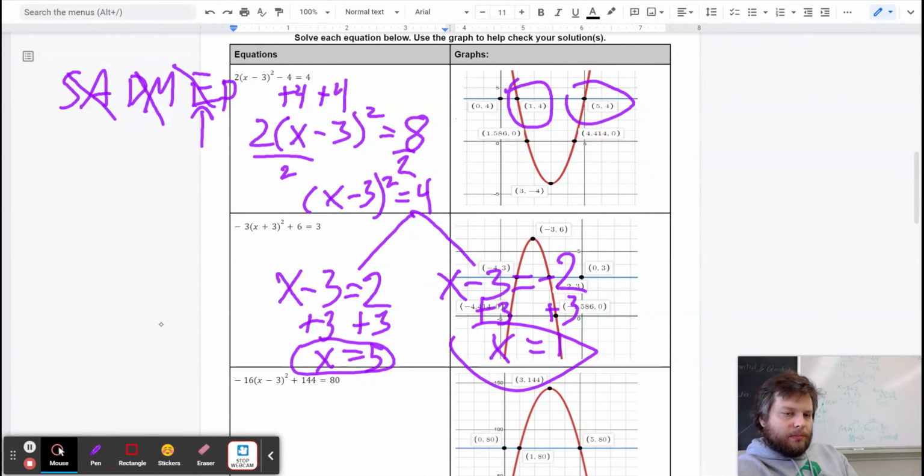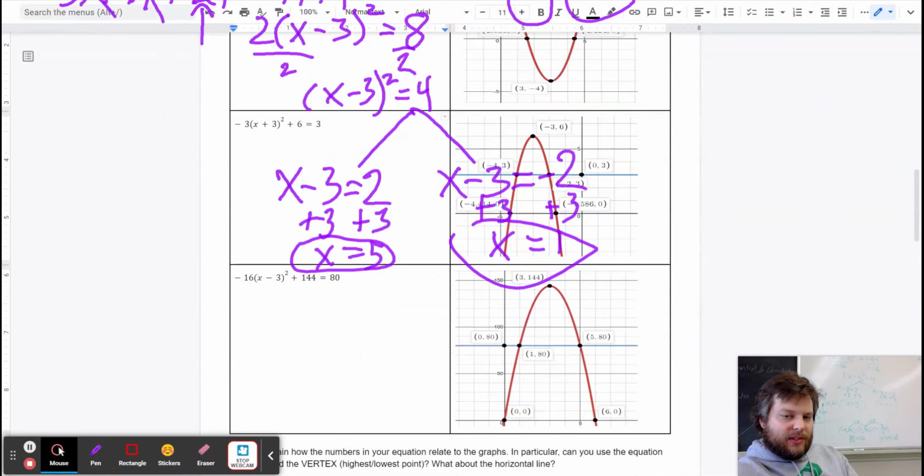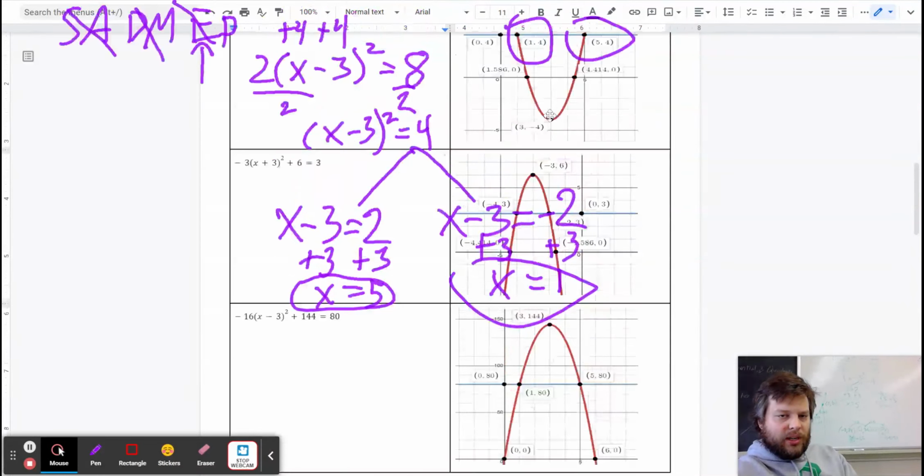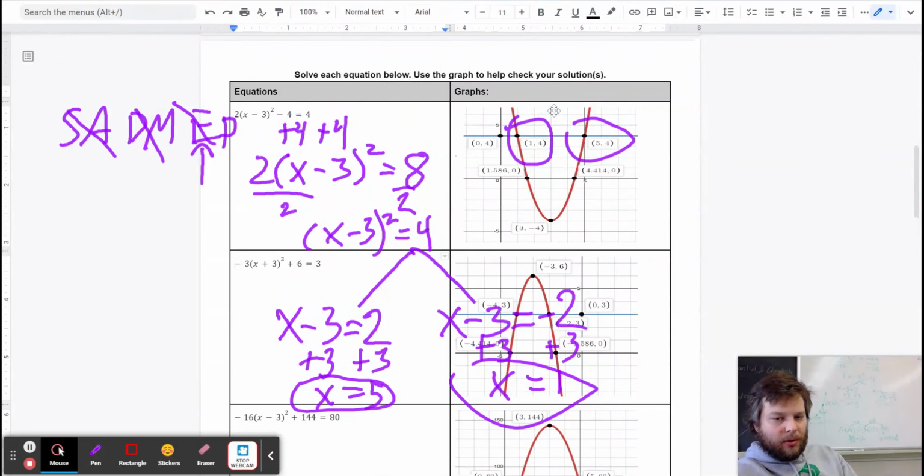Okay, so it's really important that you practice this. This is new for you, and this is really important that you practice the SADMAP order and making connections between the graphs and the equations. This is a big chunk of work that we're going to be using for the next several weeks of class.